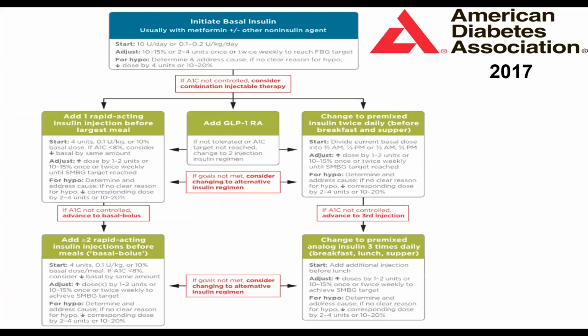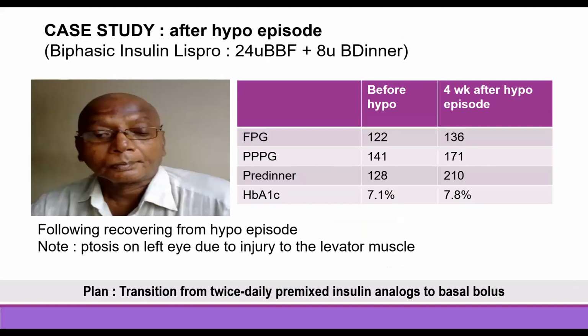So there are a lot of complications or consequences of hypoglycemia, and we try our level best to avoid hypoglycemia. Therefore, we are not happy with this premixed insulin twice daily because the patient has developed hypoglycemia. So we decided to switch the patient to a basal bolus regime. Though the patient has to take insulin 4 times a day, the basal bolus regime is associated with much less hypoglycemia compared to premixed insulin. So after the hypo episode with the biphasic insulin, we found that it is better to shift the patient from the twice daily premixed insulin analog to basal bolus.